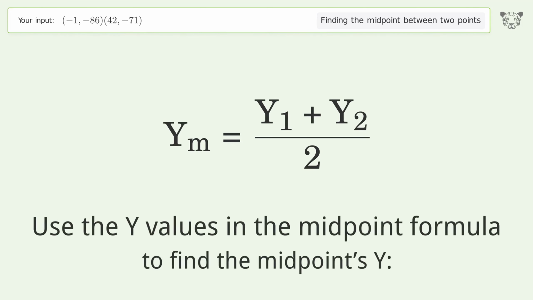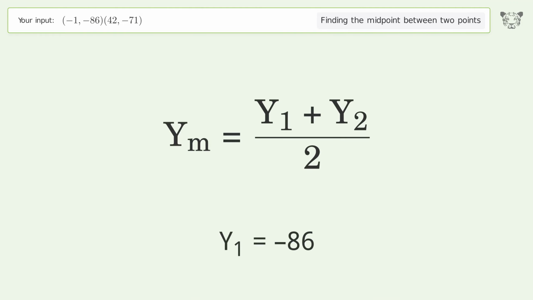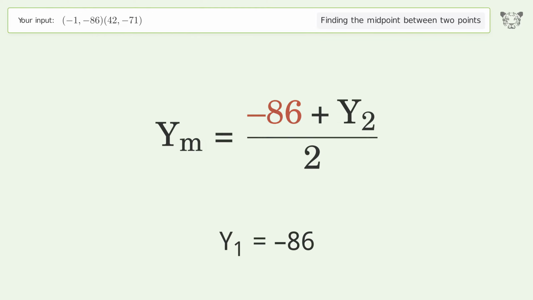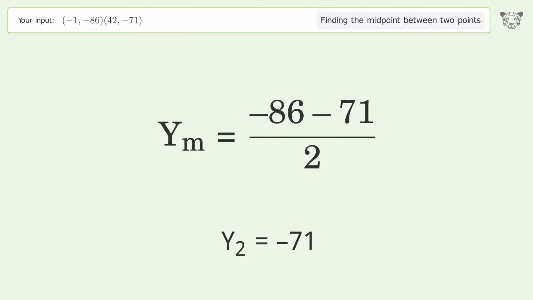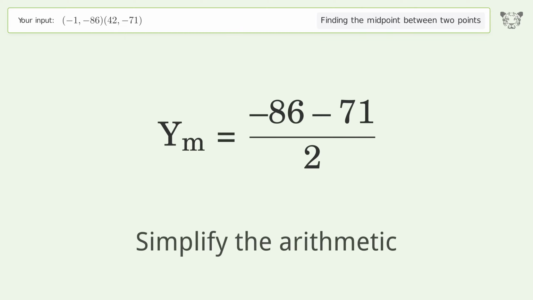Use the y values in the midpoint formula to find the midpoint's y. y1 equals negative 86. y2 equals negative 71. Simplify the arithmetic.